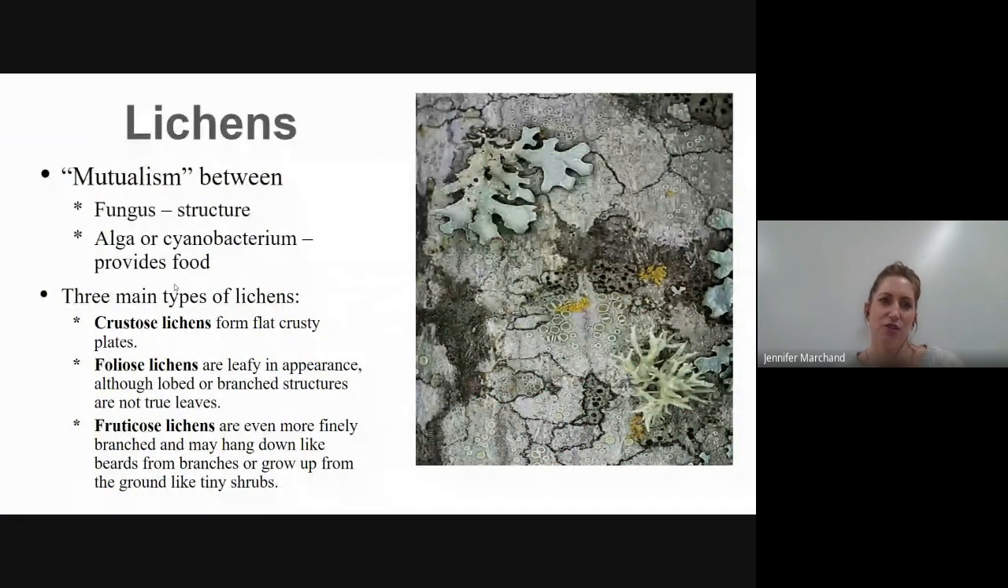Lichens, again, I just think they're so cool. But they create mutualism. They have algae, cyanobacteria. There's 3 different types of lichens, and you'll need to know this for your quiz. You have the crustaceous lichens, which are flat and crusty in form. You have the foliose lichens, which are leafy in appearance, and they almost seem like lobed or branched structures, but they're not real leaves. And then you have the fruticose lichens, which are even more finely branched and may hang down like beards from different branches or tiny shrubbery as they grow.